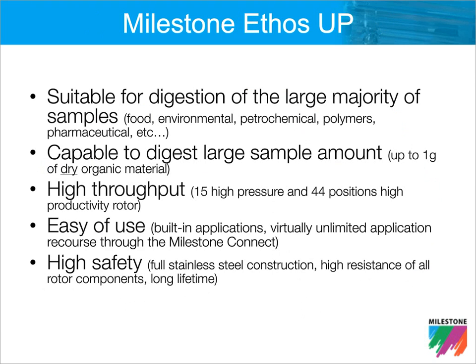So lastly, just to summarize the Ethos UP, it is suitable for a wide variety of different sample matrices and can digest up to 1 gram of dry organic material. With the MAXI-44 rotor, it is a very high throughput system, but even the SK15 is the highest high pressure rotor available. It's easy to use and has a lot of safety features built in from the stainless steel chassis, as well as other features such as a vent and reseal actual door of the microwave system.